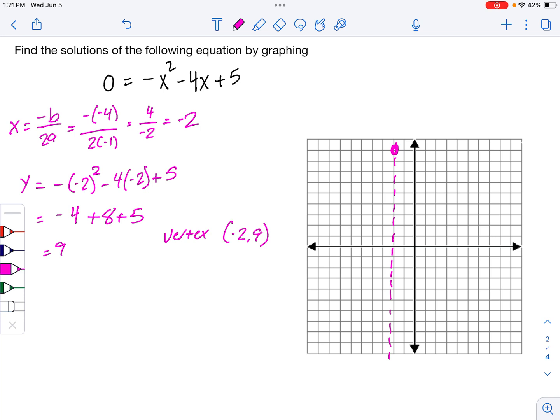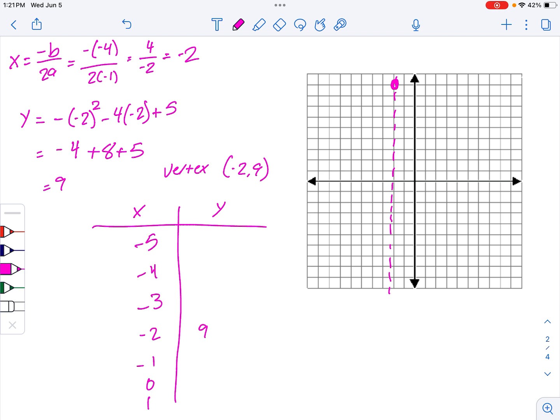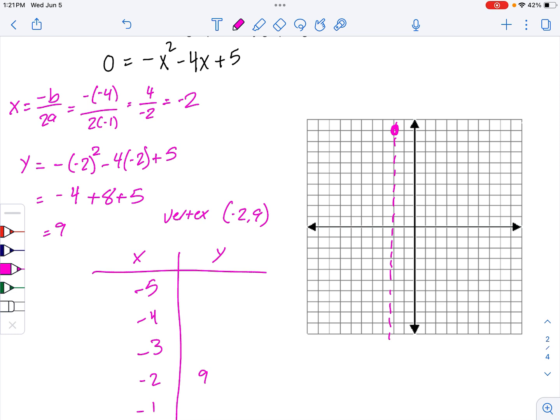And then what we're going to do is make a table. We're going to plug in points around the vertex. So we have negative 2, 9. We can plug in negative 1, 0, 1 if we want, negative 3, negative 4, negative 5. Just plug in some points. If we plug in negative 1, we get negative 1 plus 4 plus 5. So that's just 8.